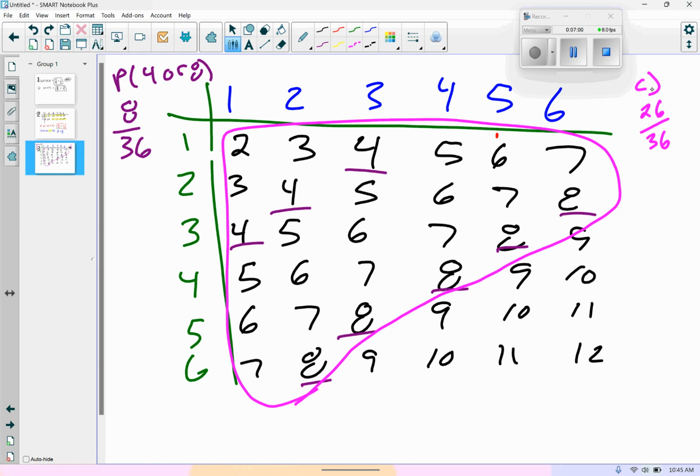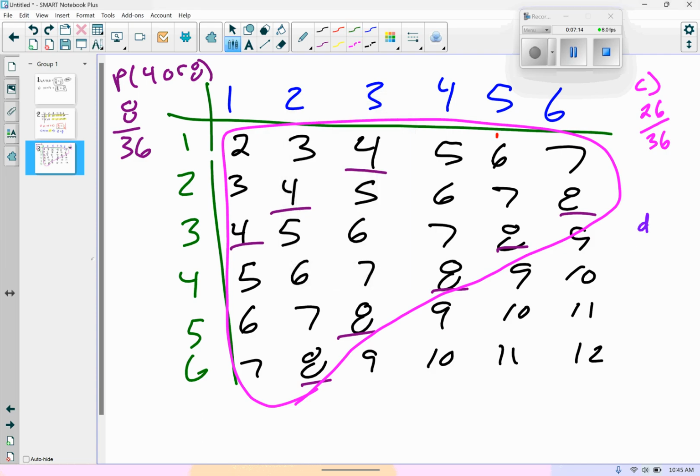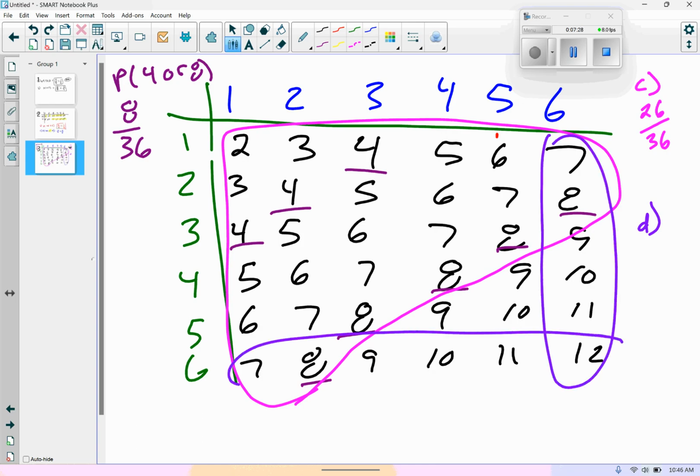What is the probability of rolling a 6 on at least one die? I'm going to go with more colors. Purple. So letter D. Probability of rolling a 6 on at least one of the dice. So I'd say it's all of these. Wouldn't it be 11? And all of those. What don't I count twice? The bottom. I don't count the 12 twice. I have 1, 2, 3, 4, 5, 6, 7, 8, 9, 10, 11. So I have 11 out of 36.